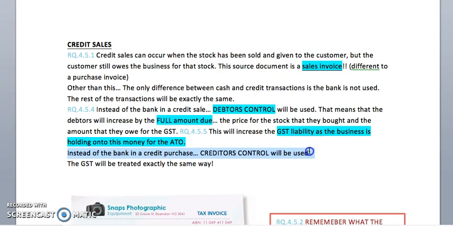Just as a note down here, instead of the bank in a credit purchase, creditors control will be used, exactly the same way as the idea of credit sales is happening. So you need to make sure that you understand this one, and it will be exactly the same as what we did in chapter 3, except we're adding GST in now, the same way we've added GST into the other transactions.